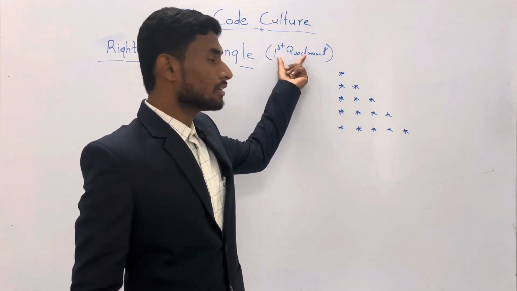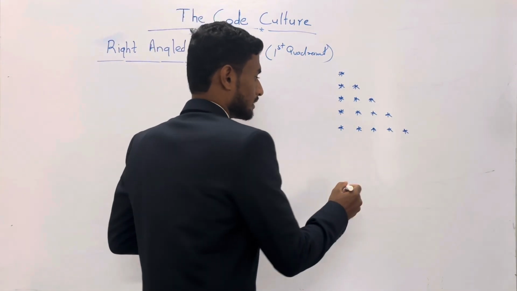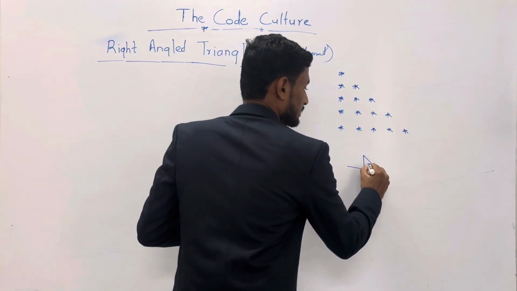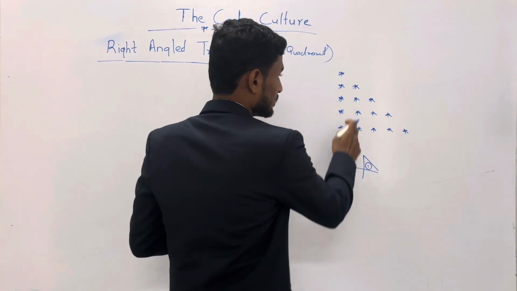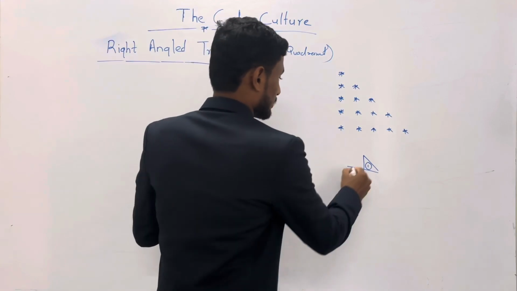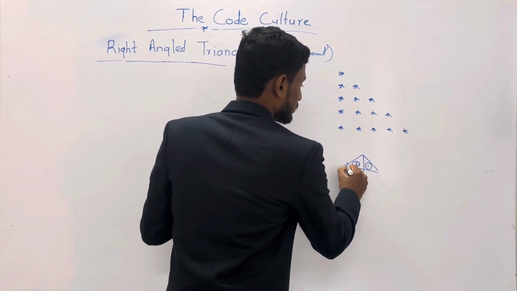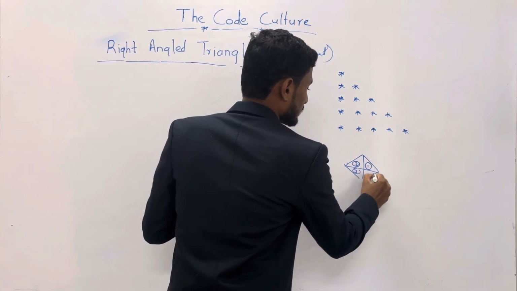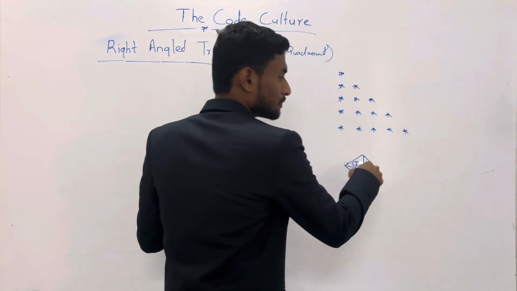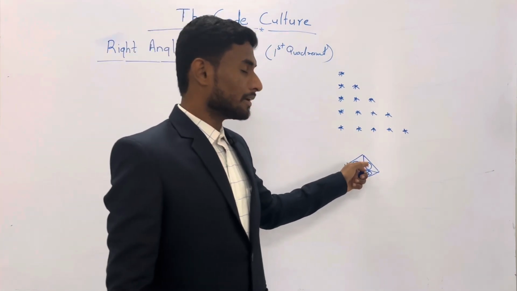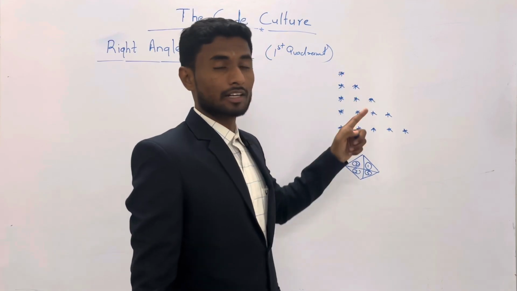The first pattern is of first quadrant. Okay, so 4 patterns are there, so this is the first quadrant, this is the second quadrant, then this is the third quadrant, then this is the fourth quadrant. From these 4 different patterns we are printing the first one, that is first quadrant right angle triangle.